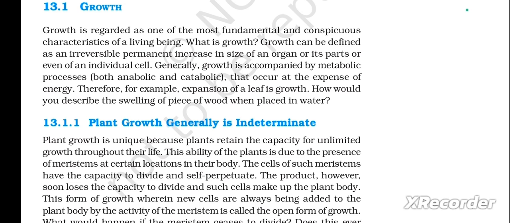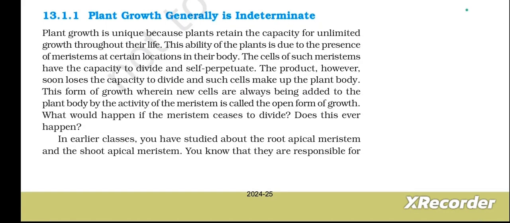Next, plant growth generally is indeterminate. Plant growth is unique because plants retain the capacity for unlimited growth throughout their life. This ability of the plants is due to the presence of meristems at certain locations in their body. The cells of such meristems have the capacity to divide and self-perpetuate. The product, however, soon loses the capacity to divide and such cells make up the plant body. These forms of growth, wherein new cells are always being added to the plant body by the activity of meristem, is called the open form of growth.